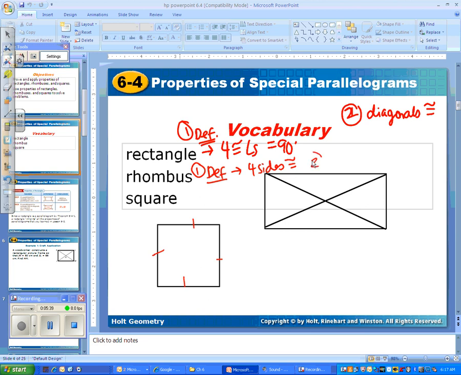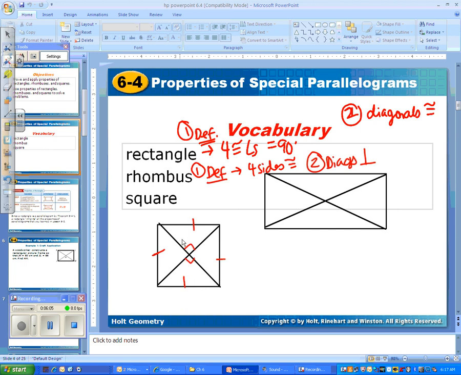The second thing that's special is that the diagonals are perpendicular. So if I look at the diagonals, I draw this one, and I draw this one, they are perpendicular. They always meet at right angles. So I want you to get in the habit of drawing these right angles whenever you see four congruent sides.